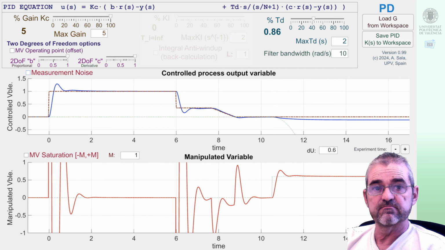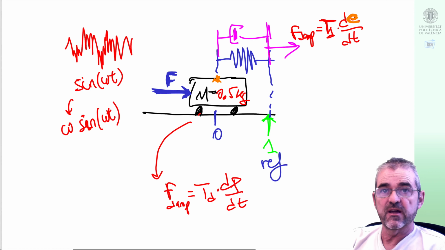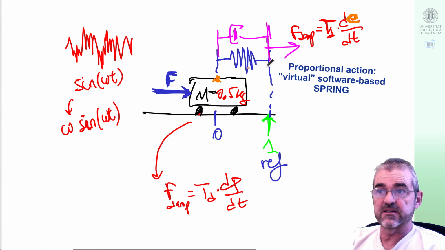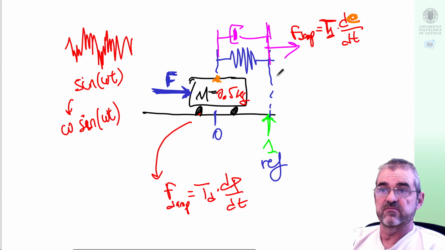So let's go. If we recall the heuristics on what the meaning of proportional and derivative actions are, proportional action was sort of a virtual software-based spring that exerted a force proportional to the distance between the actual position of my mass and that of the set point, reference value, 1 in this case. So this virtual spring is the proportional action, and then the derivative action was a virtual damping, let's say.